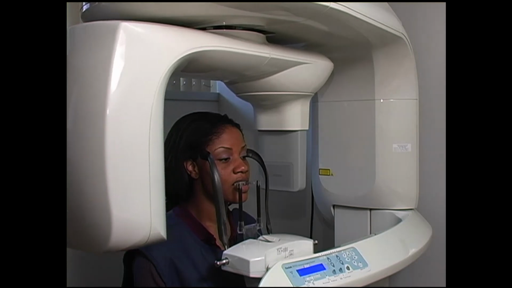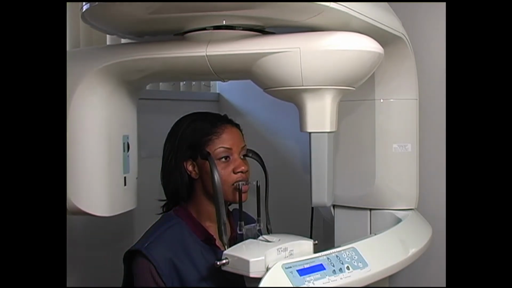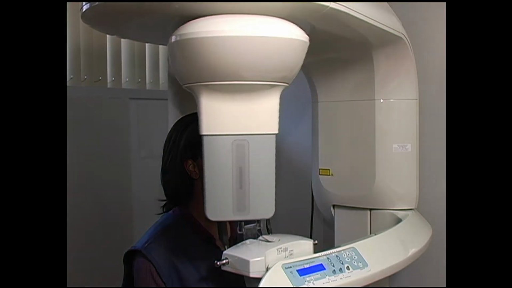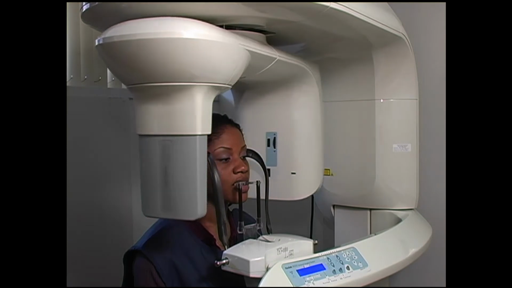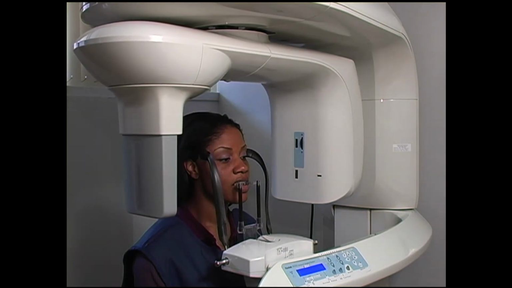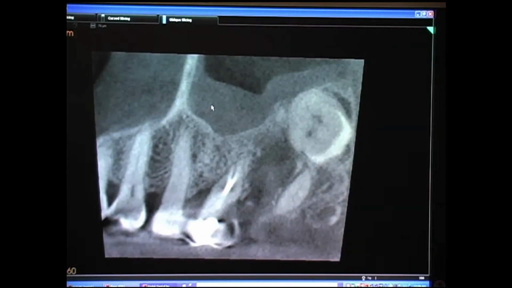The scan itself is very simple. Patient positioning is not as critical as it is in most radiographic procedures because patient positioning can be modified in the software once the data is drawn into the software. So scans take anywhere from, depending on the units, 10 to 20 seconds, and as long as the patient doesn't move, the data is usually going to be acceptable, and that's all the time it takes.